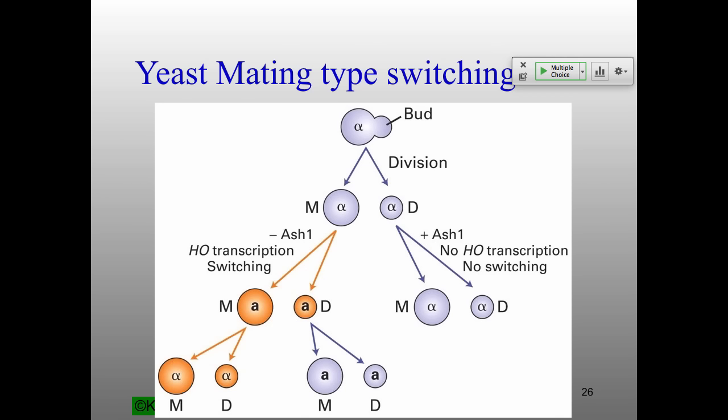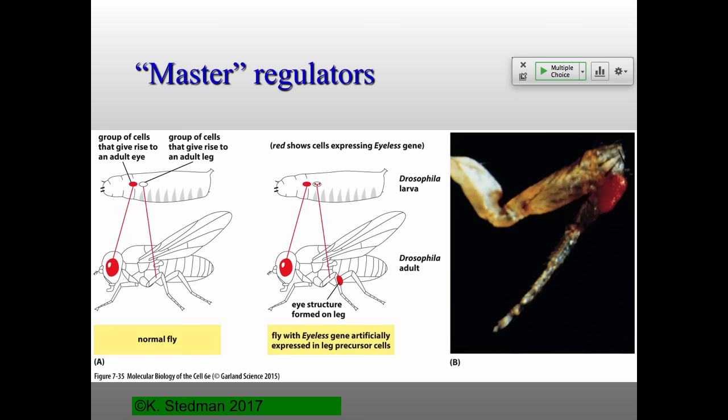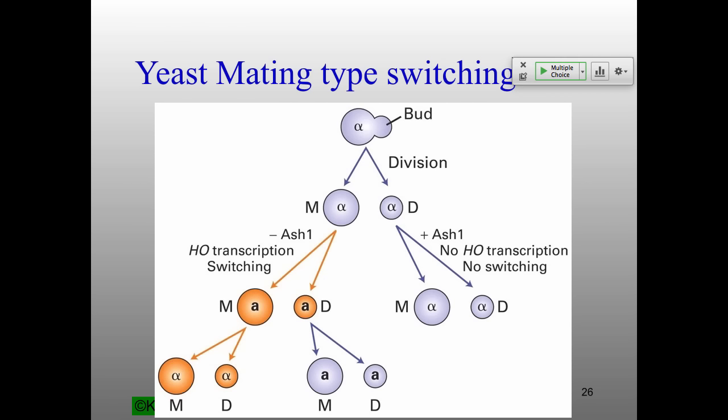Switching takes place with this activity of the endonuclease. The endonuclease is also called HO for reasons that we're not going to get into here. If you're interested, ask me on email. I'll let you know. But HO is the endonuclease. So if the endonuclease is on, you switch from alpha to A, on again, A to alpha, etc. If it's off, you always stay being one of these.